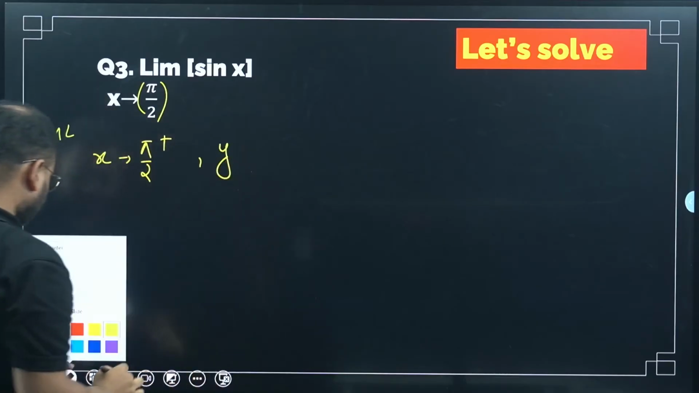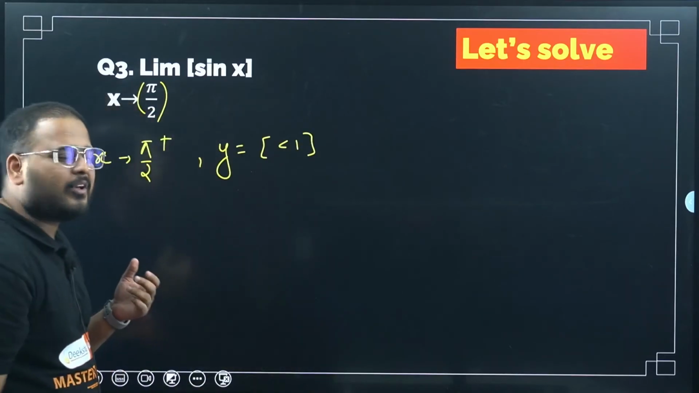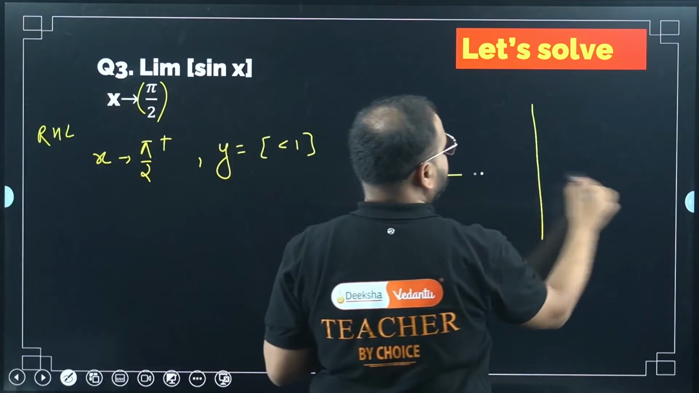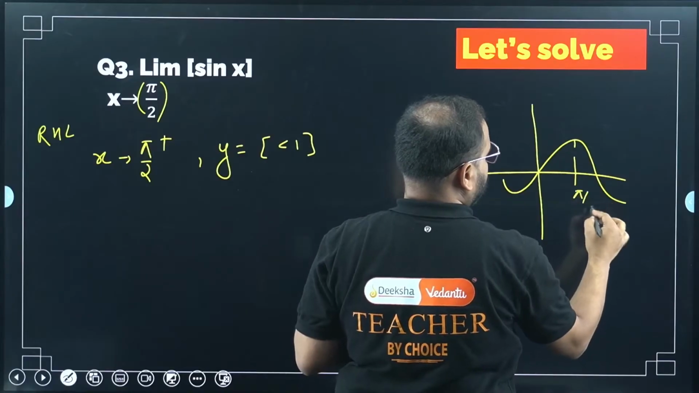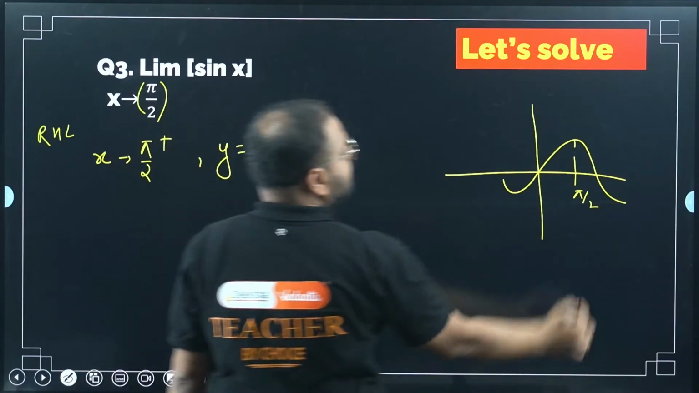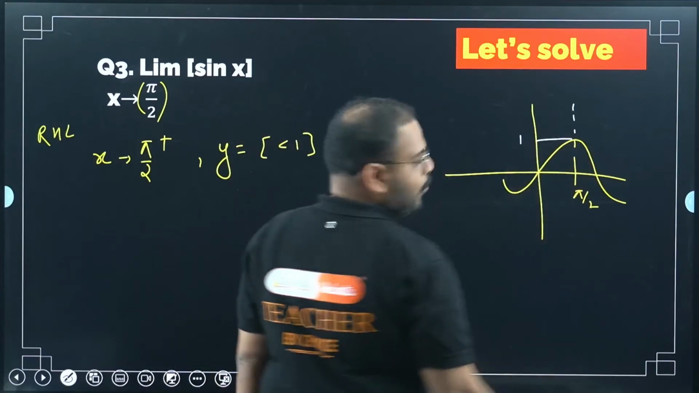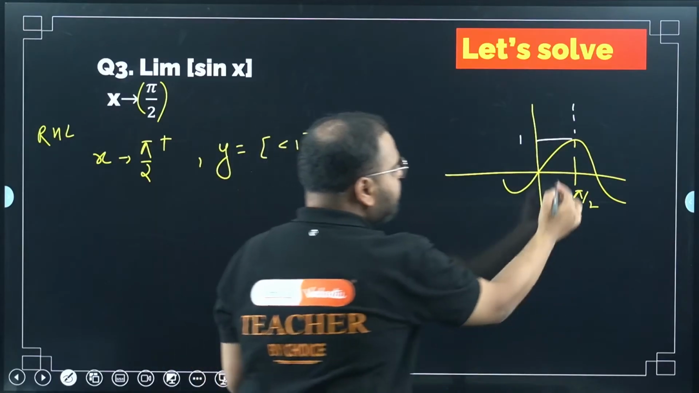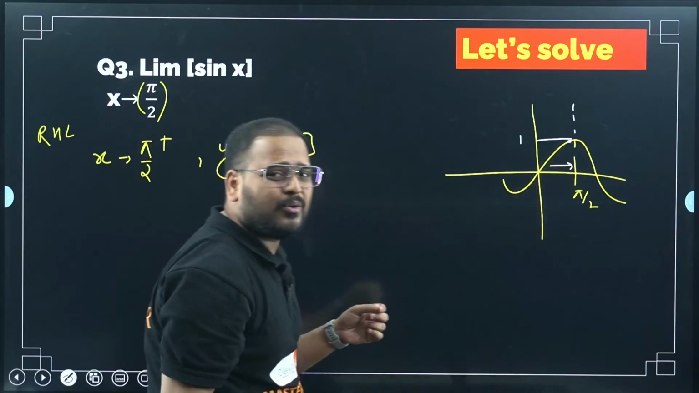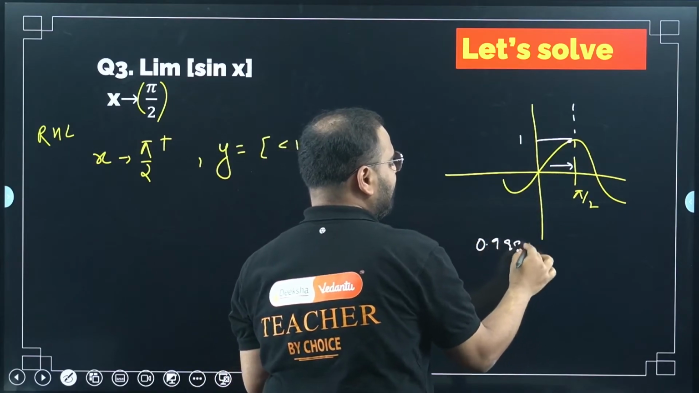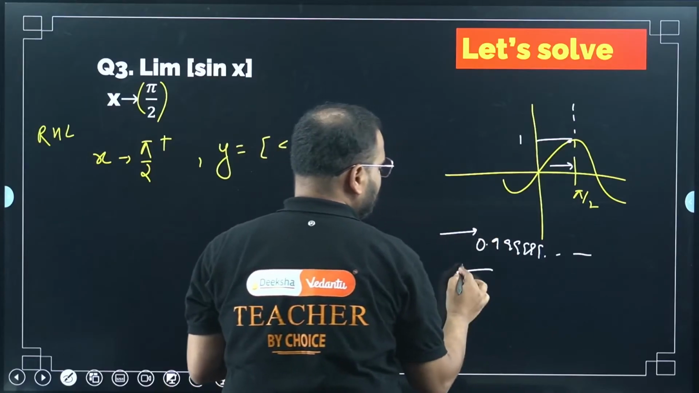Please pay attention. What have you written, sir? Please check. This is the value pi by 2. If I add pi by 2, what is the sin function? 1. At pi by 2 sin is 1. But right before pi by 2, if I am trying to approach pi by 2, what is that value? It will be something less than 1, no? It will be like 0.999999 like this.